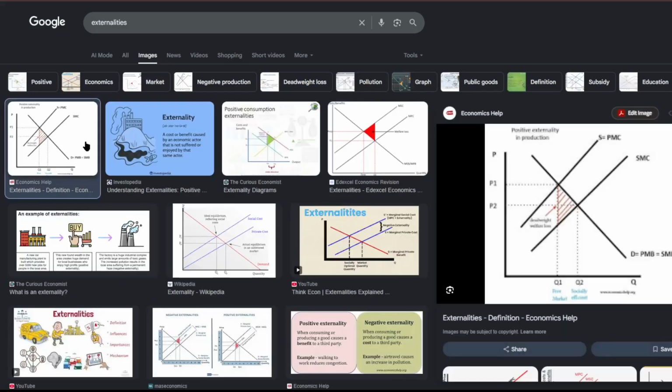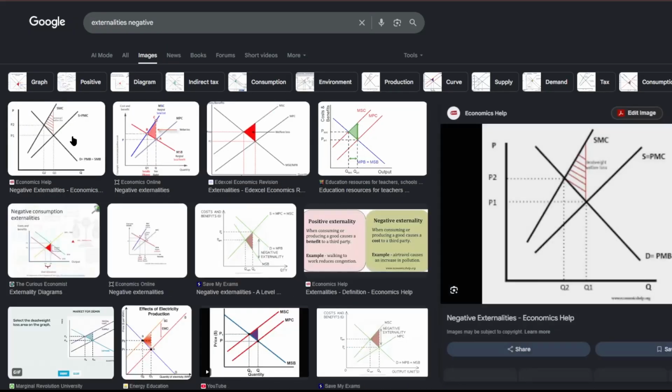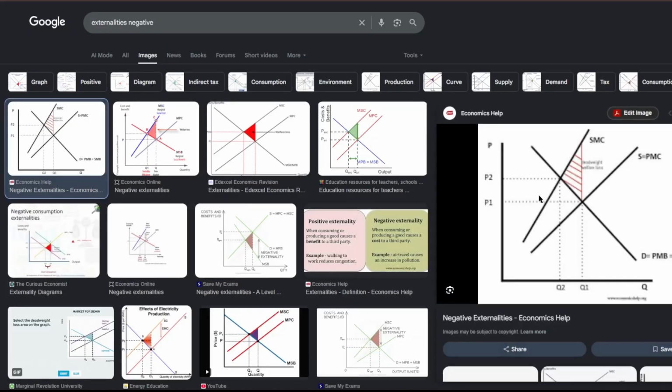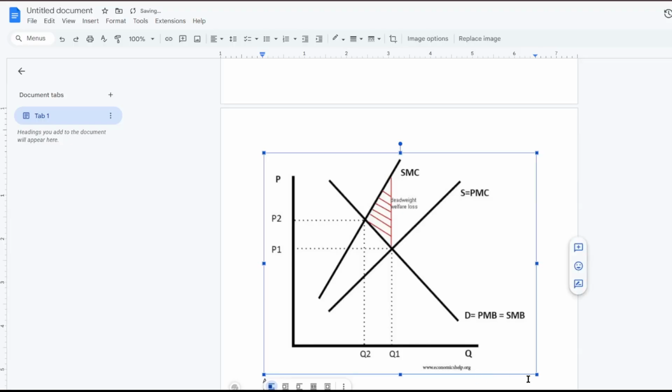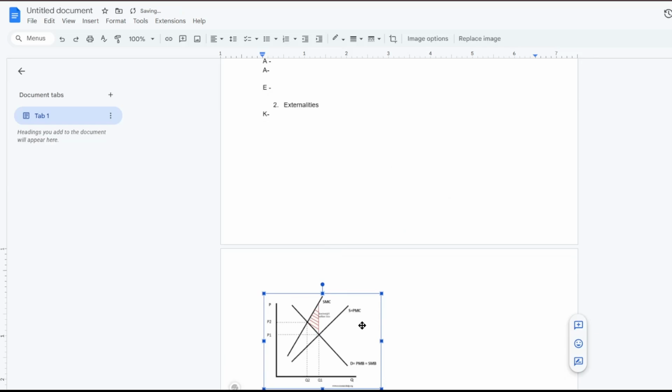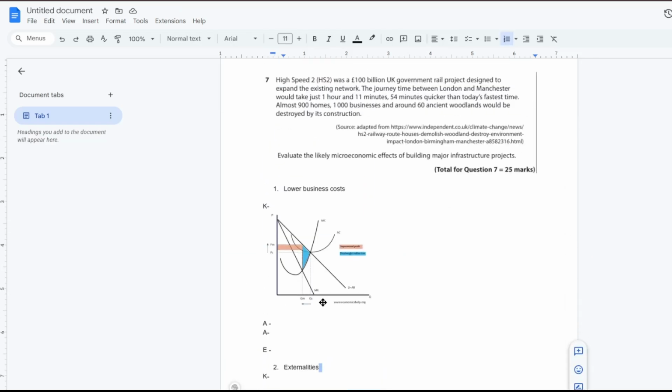Let's see. Positive consumption. I want negative. I'm getting you a picture. I don't want to draw it. Here, yeah, this will do. Copy image. Okay, so two diagrams, that's good going. That'll take care basically of our knowledge marks. Maybe throw a definition in there as well, but generally if you've got a diagram that's covering your bases on knowledge. Okay, so what's the sort of application here?